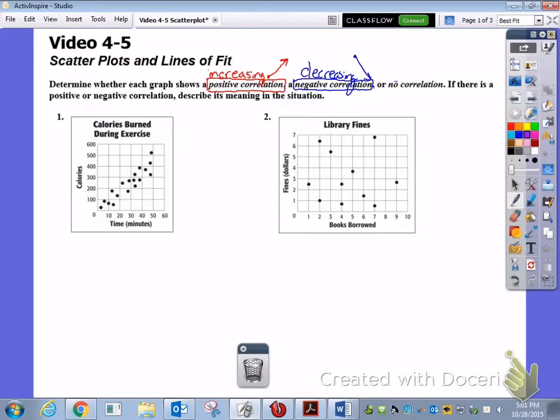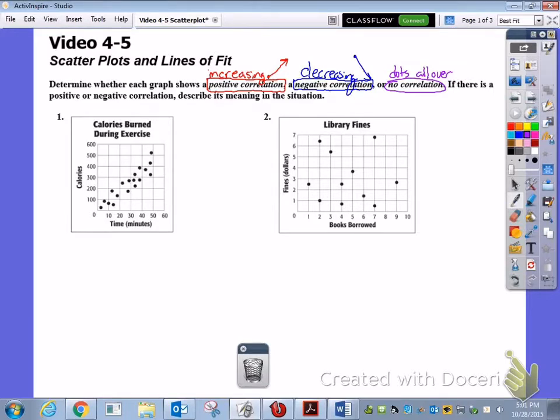And then there's no correlation. No correlation means it is all over the place. So no correlation means you have dots all over. Okay, they're all over, they can't even form into a line at all. Now, it won't make a straight line, but you just kind of have a general idea of what happens. Okay? So in each one, we're going to decide if it's positive, negative, or neither, and we're going to describe its meaning in the situation.